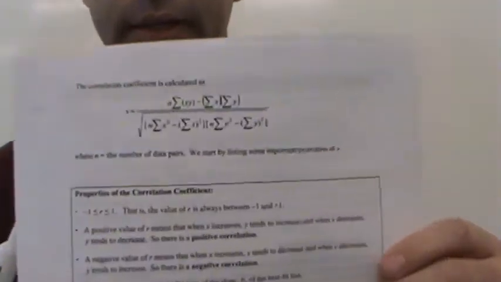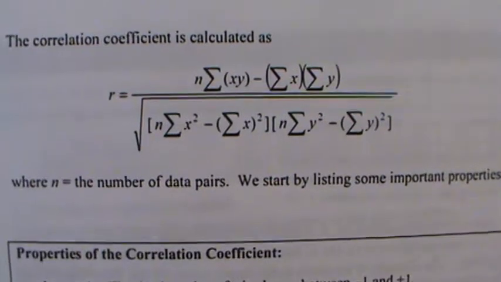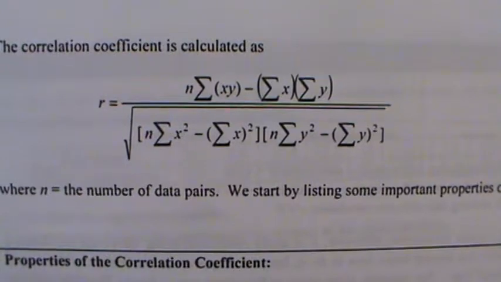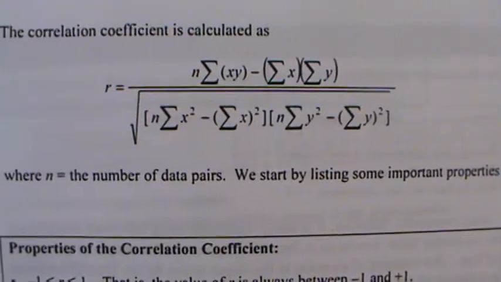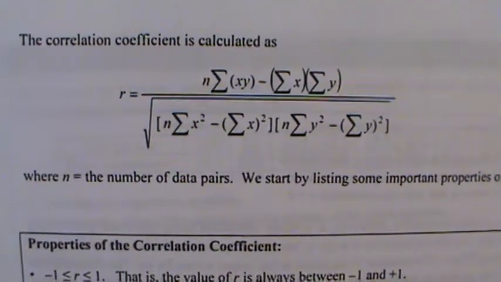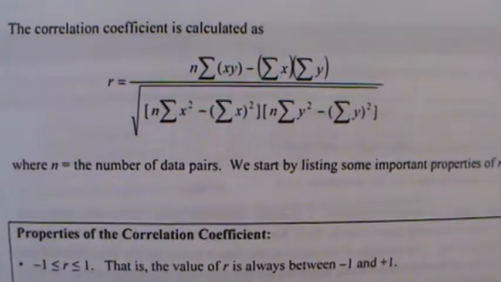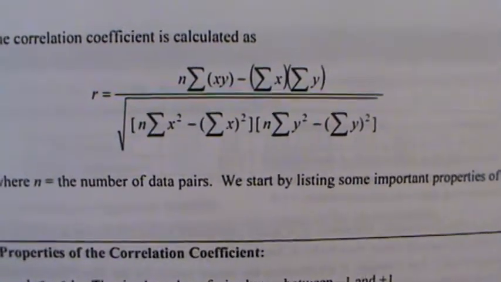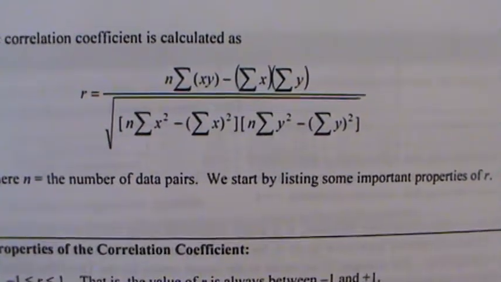And just to give you an idea of the correlation coefficient calculation, it's this monster right here. Again, we're not going to deal with calculating that. Our calculator is going to give us R, and I'm going to show you how to set up your calculator so that it will give you R when we need it. But that is the calculation for the correlation coefficient that measures the strength of the relationship between two variables, x and y.